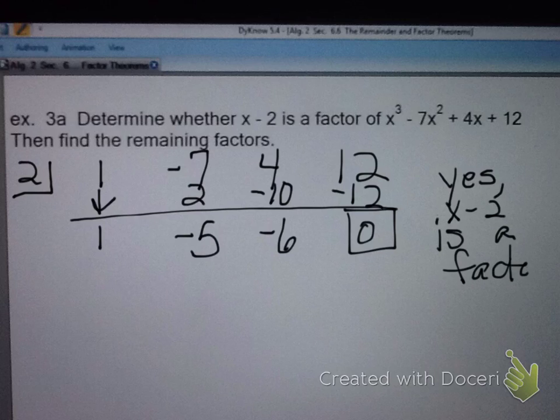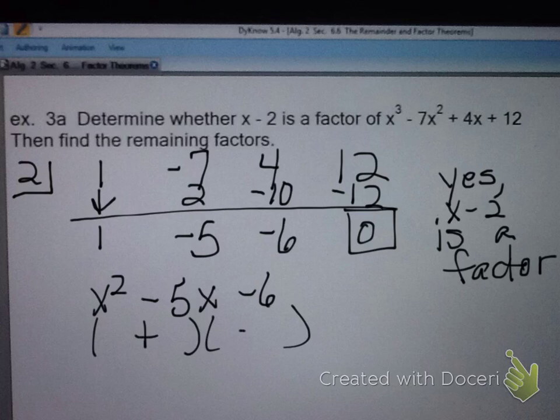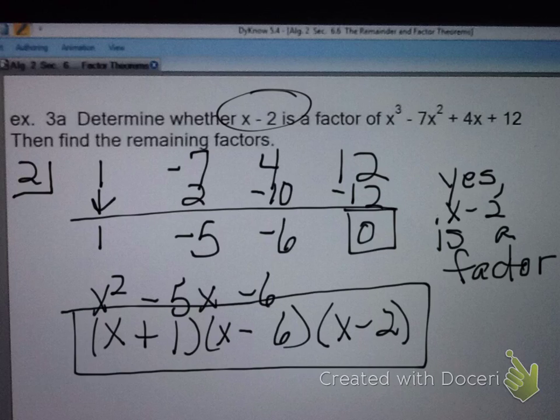To find the remaining factors, I'm going to put in my variables into the remaining numbers. So it's x squared minus 5x minus 6. And then I'm going to factor that trinomial into two binomials. My signs are going to be different. Factors of 6 that subtract to get 5 are 6 and 1. And then I'm going to bring down that x minus 2. These three factors are my remaining factors. And I knew I was going to have three factors because look at your highest exponent in the problem. The highest exponent is x cubed, so that means you're going to have three answers, or in this case, since we're just finding the factors, three factors.